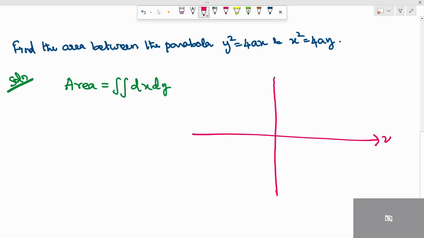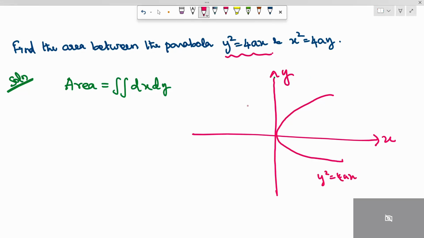X axis, y axis. Y square is equal to 4ax is a parabola this side, and x square is equal to 4ay, opening upward. This is our bounded area, this area.